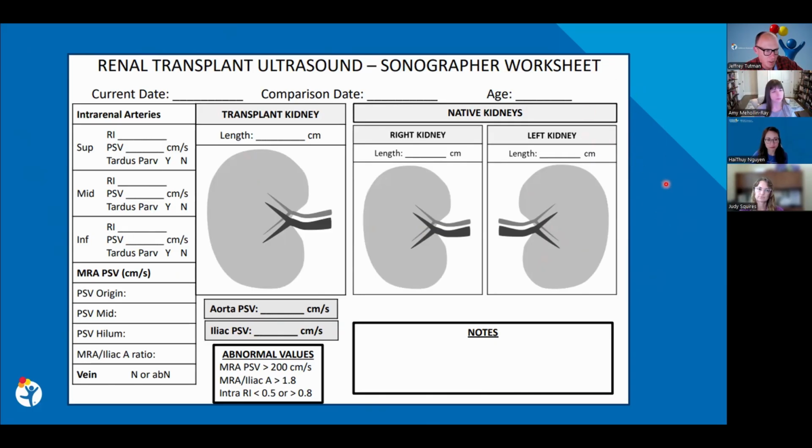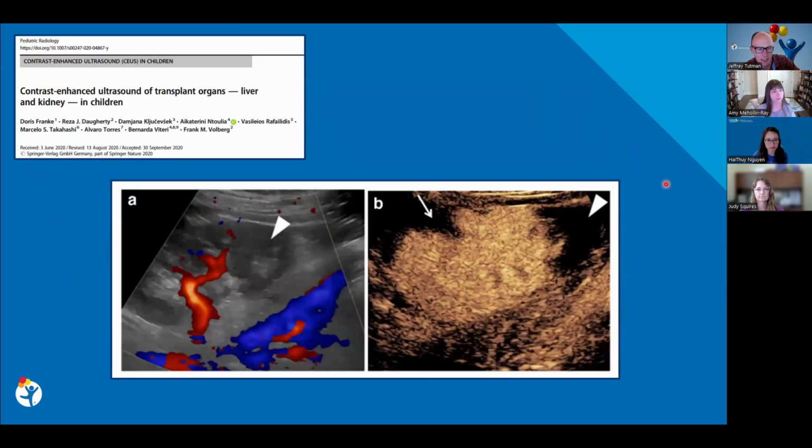This is the case I was just telling you about, the use of contrast ultrasound in transplant patients. This is a patient that had contrast showing these segmental infarcts. It's very difficult, I think, to see on grayscale, but after they get contrast, you can see all these decreased areas of perfusion within the transplant kidney.